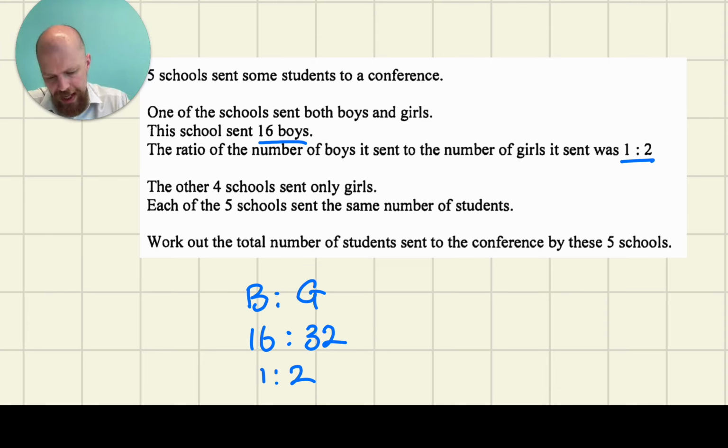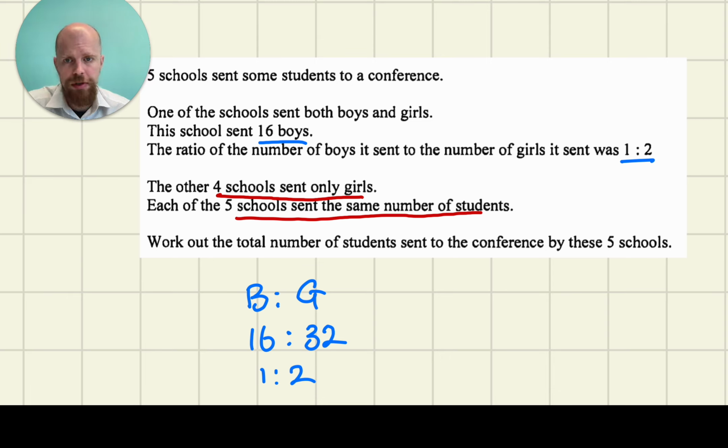Now, we know that the other 4 schools send only girls. Each of the 5 schools sends the same number of students. So a good thing to do is to work out how many students are sent from the one school that we already know. Well, they send 16 boys and 32 girls, which means that there are 48 students sent in total from that one school. 5 schools are sending the same number of students. Therefore, in total, which is what we want to work out, we will need to work out 5 times 48.